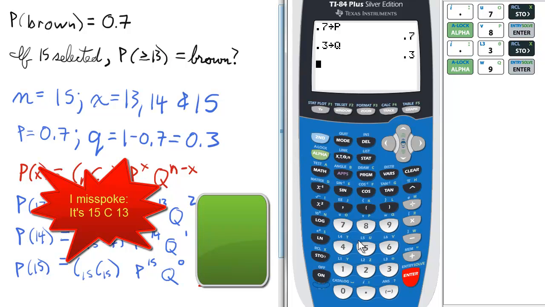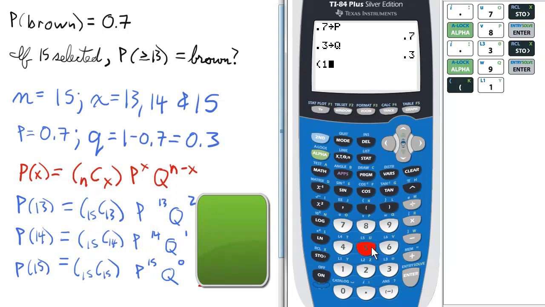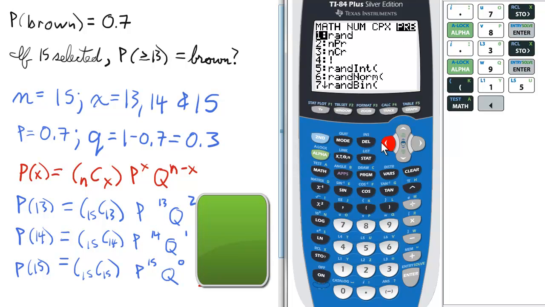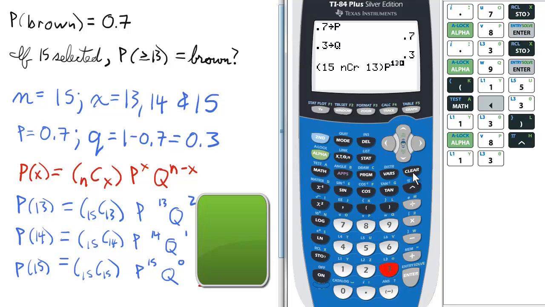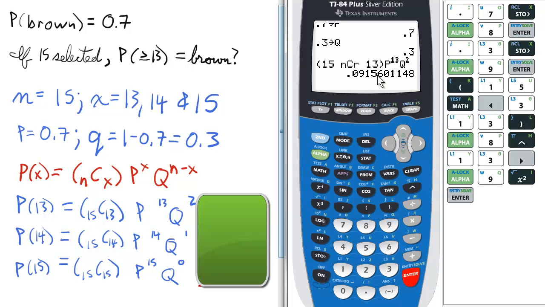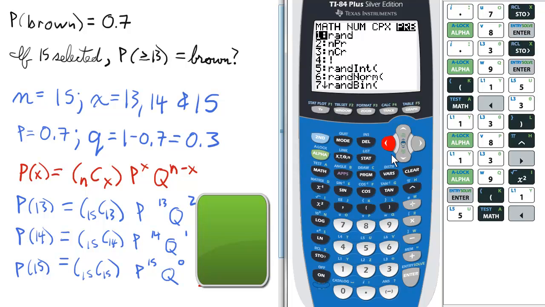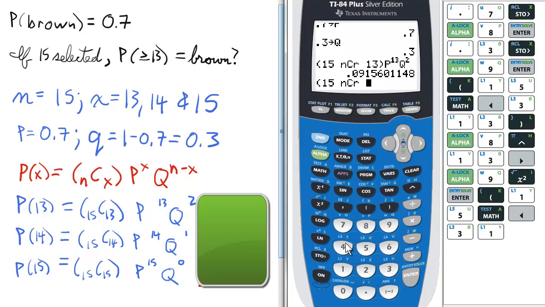So first we enter, open parentheses, 15 math, scroll over to PRB, 3 for nCr. We're going to plug in 13, so that's 15C13. And then p raised to the 13. Make sure to scroll over to get off that exponent ledge. And then q, alpha q squared. Press the square button. Enter. So that's 0.0915.